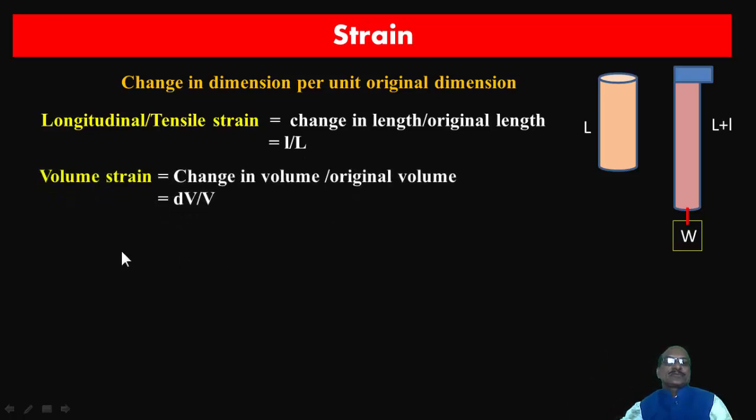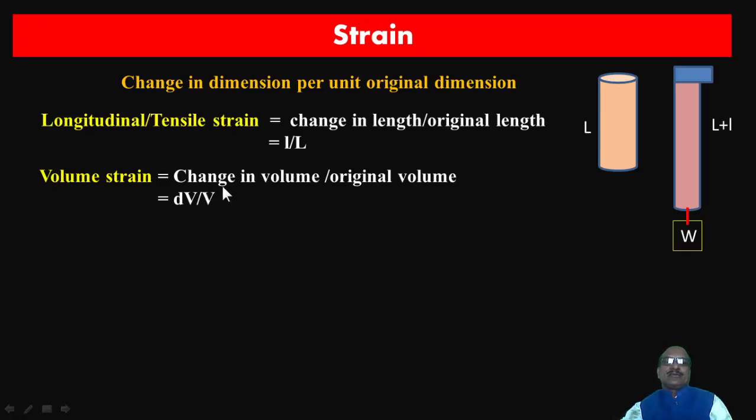The second type of strain is volume strain. Here, by applying the external deforming force, we can bring about a change in its volume.